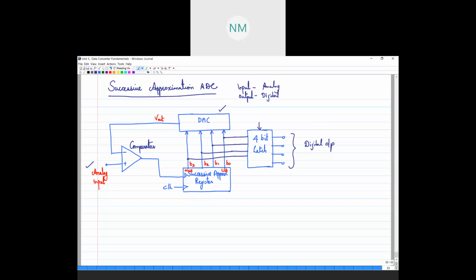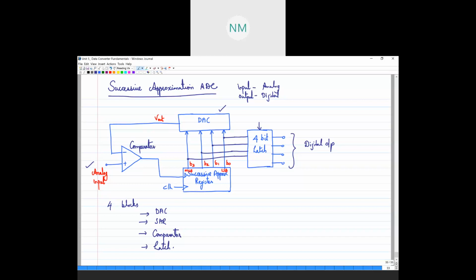Now let me explain that in a little more detail. Let me write the four main blocks within this SAR ADC. One is a DAC, another one is a successive approximation register, the third one is a comparator, and the last one is a latch. These are the main components. Now let me explain the overall operation once, and then we can take some examples and look at the conversion scenario, how it happens.